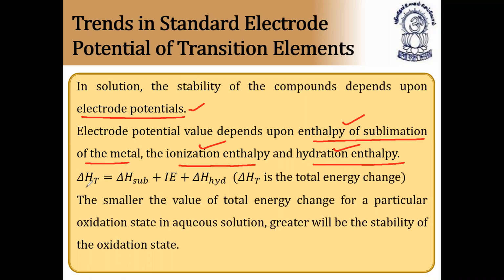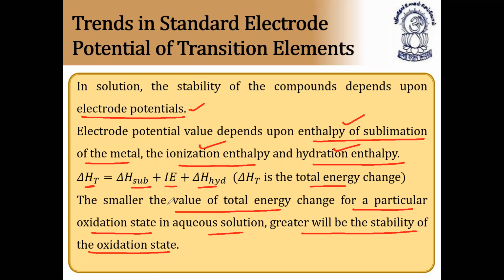So the total ΔH is the sum of ΔH of sublimation, ionization enthalpy, and ΔH of hydration, and that is called the total energy change. The smaller the value of total energy change for a particular oxidation state in aqueous solution, the greater will be the stability of the oxidation state. Very important.